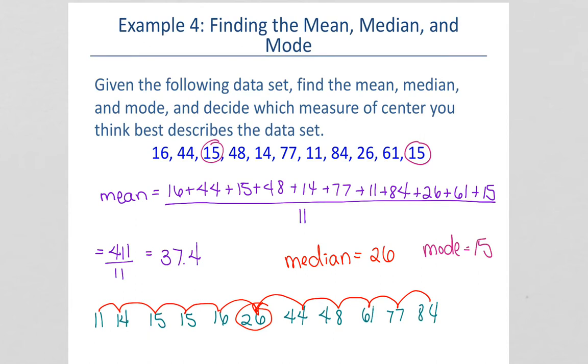Now it asks us which measure of center we should use to describe the data. Basically, if there's not any outliers that you factored in, then the best measure is usually the mean. So the mean would be the best measure of center here, 37.4. The median just comes in too low between the lowest and highest values of 11 and 84. And the mode comes in way too low. So the mean is definitely the best measure of center here.